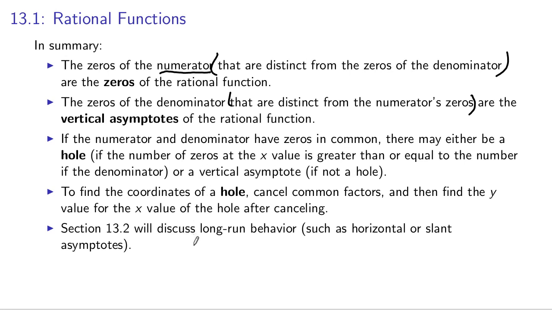To find the coordinates of the hole, cancel out the common factors first, and then find the y value for the x value of the hole after canceling. And if you forget this rule above and did this, you'd end up with a division by 0 because you'd have an extra 0 in the denominator, which would again tell you there's actually an asymptote there, not a hole. And we'll discuss the long run behavior in the next section.